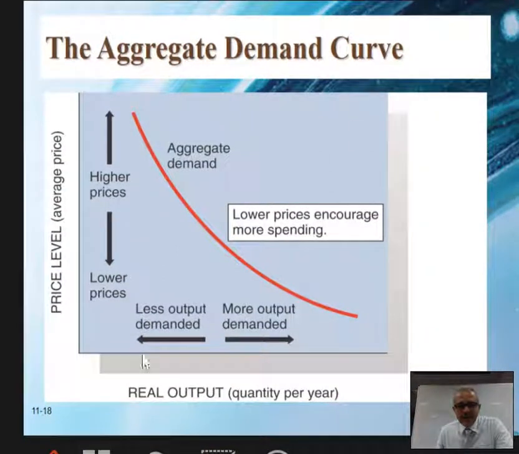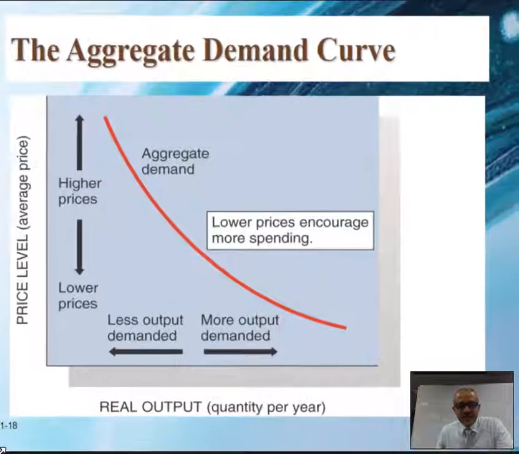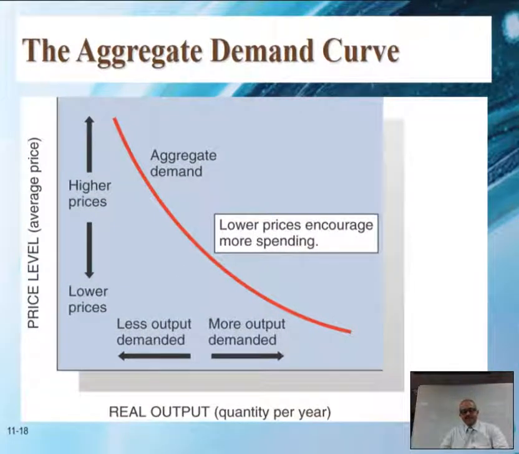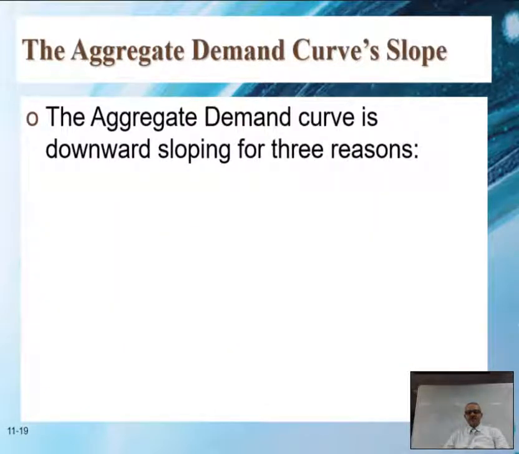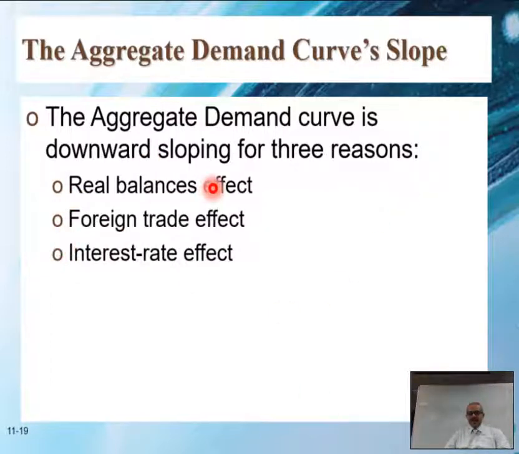Now on the other hand, we've got this aggregate demand curve. It slopes downward. And why does it slope downward? There are three reasons: the real balances effect, the foreign trade effect, and the interest rate effect. What are these effects? The real balances effect is when things are cheaper, people buy more. Makes sense? Yeah. When things are cheaper, people will spend more.